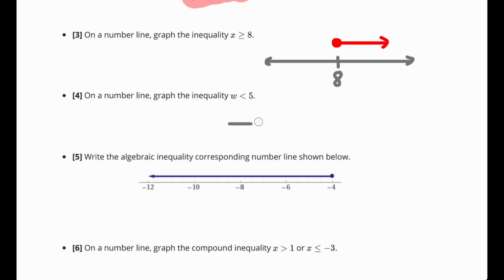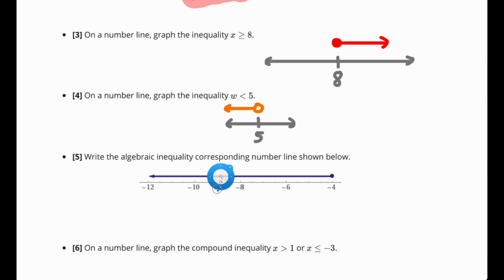Next one, similar kind of thing. It says on a number line, so I'm going to make the number line really quick. I'm going to put 5 on the number line, like so. Now it's w is less than 5. So we're not actually including 5, so it's going to be an open circle. If it's less than it, then we're going to go to the left this way, and you end up with something like that.